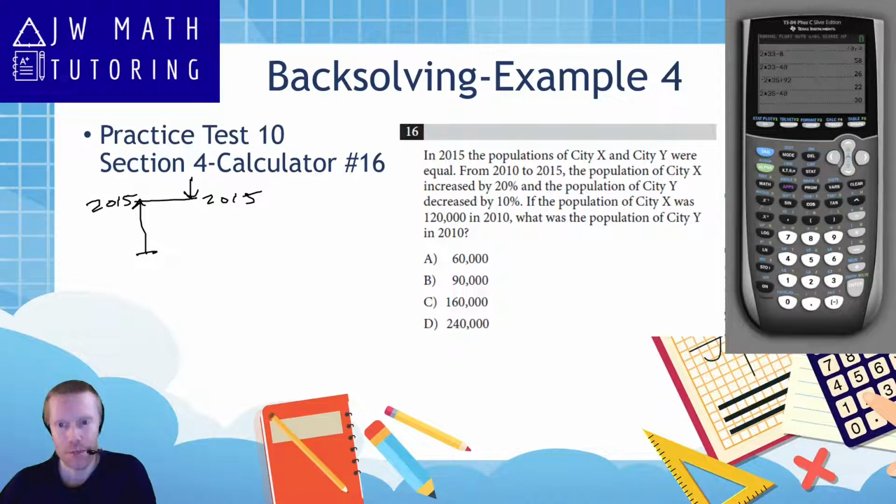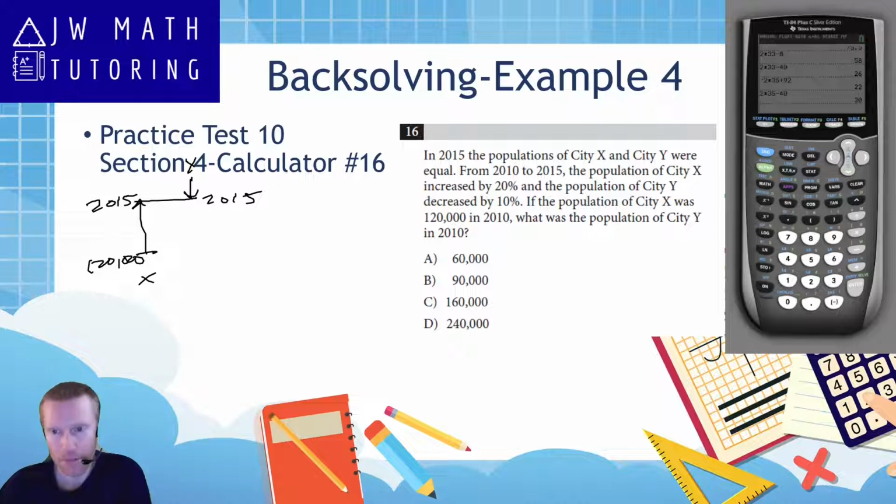Now, based on the picture I just drew, hopefully you recognize that the population of city Y in 2010 has to be more than 120,000, because 120,000 is what city X was in 2010. Then it increased to some higher number in 2015, and city Y came down from 2010 to 2015 to meet that number. So we can eliminate these first two answer choices right off the bat, but if you didn't notice that, that's fine. Here's how we could use backsolving for this.